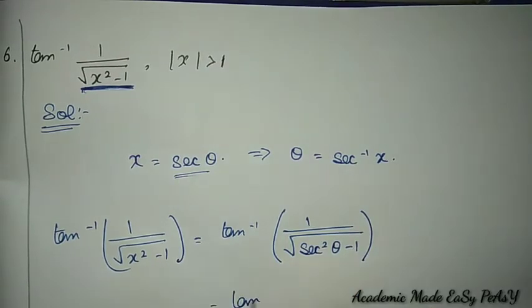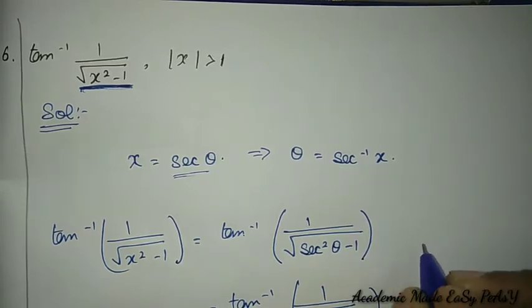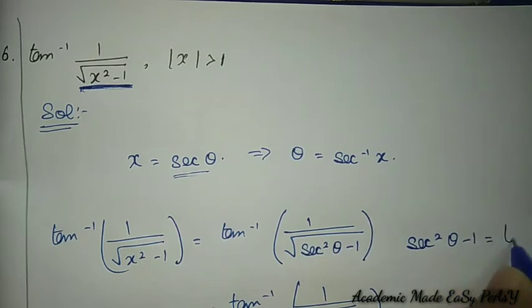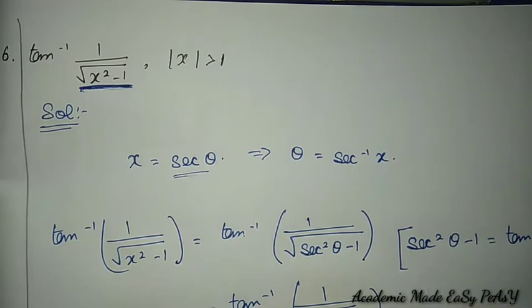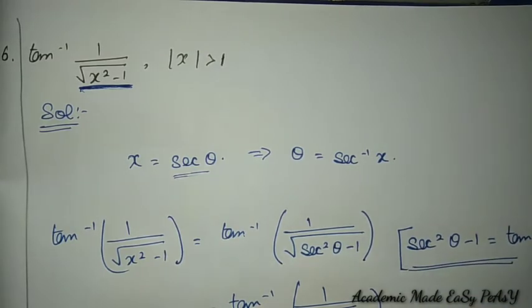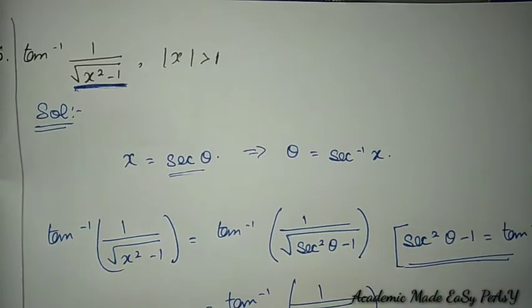So next step, tan inverse of 1 by root of tan square theta. You should mention whichever formulas you are using. Secant square theta minus 1 is equal to tan square theta. If you mention all the formulas you are using here, you will get marks. If you see the marking scheme, this may be for half a mark. So when we write formulas we will get half a mark.